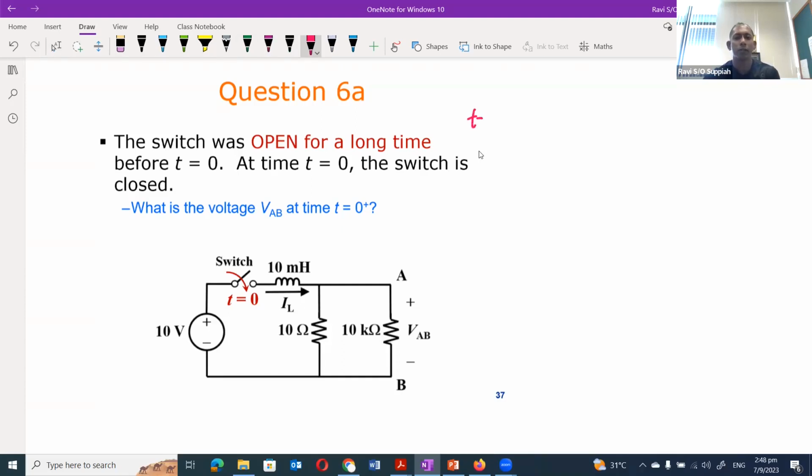So we know that at t equals 0 minus, the circuit is open circuit. Open circuit means there is no current flowing. If there's no current flowing, we can say that IL is 0 and VAB is also going to be 0. At t equals 0 plus, the current through the inductor cannot change instantaneously, which means that VAB is also still going to be 0.